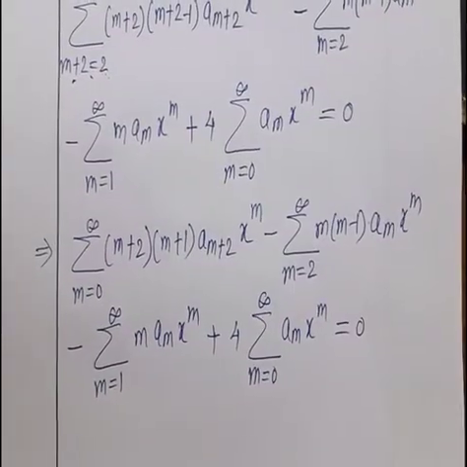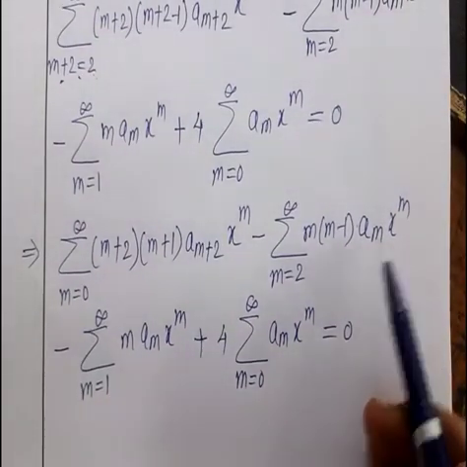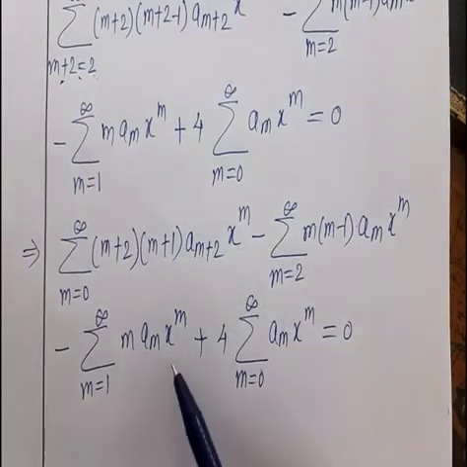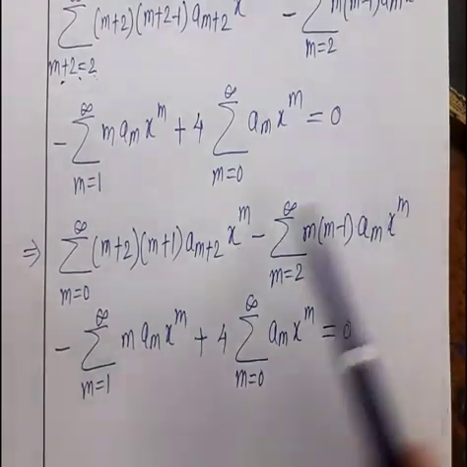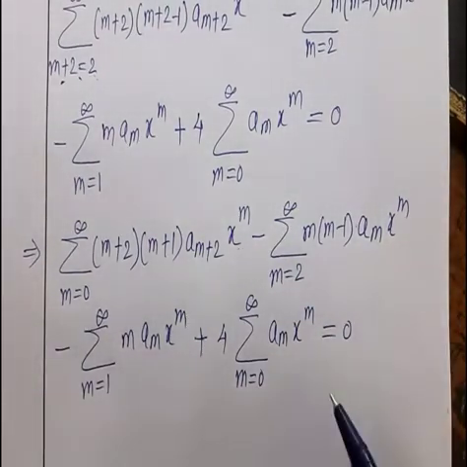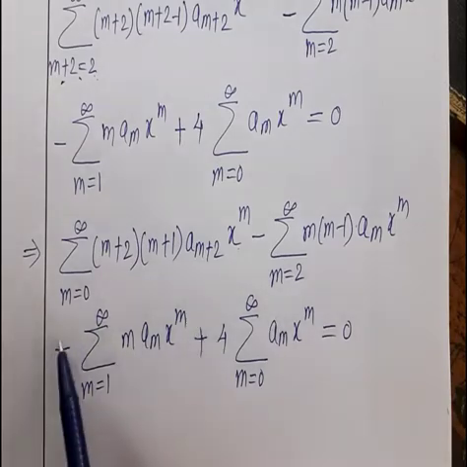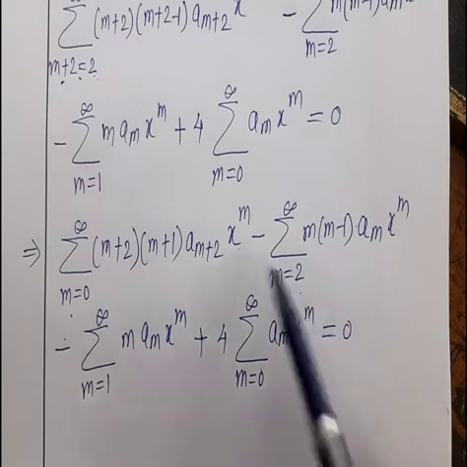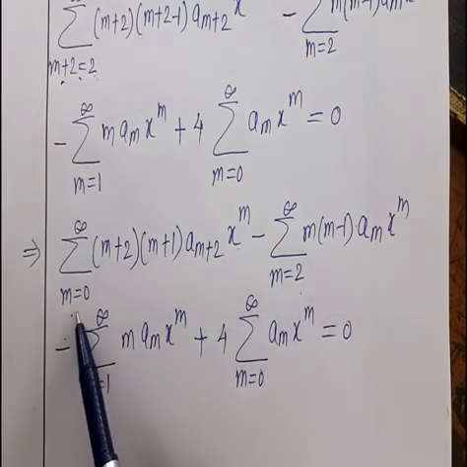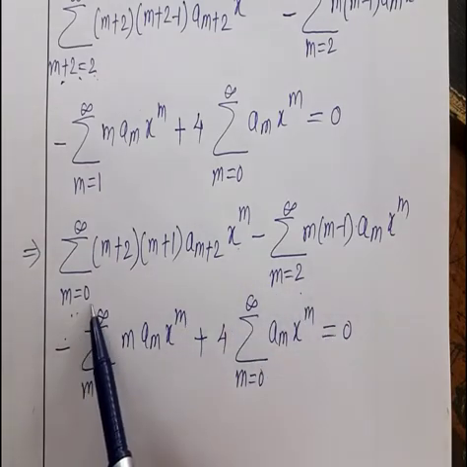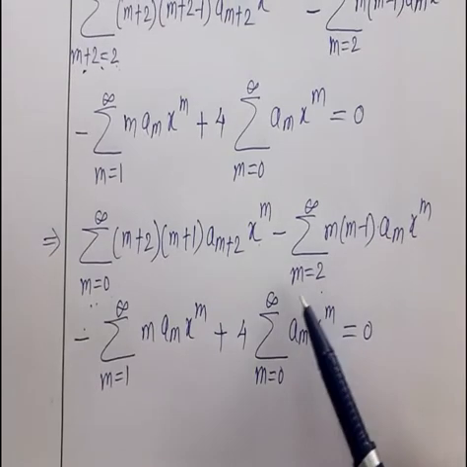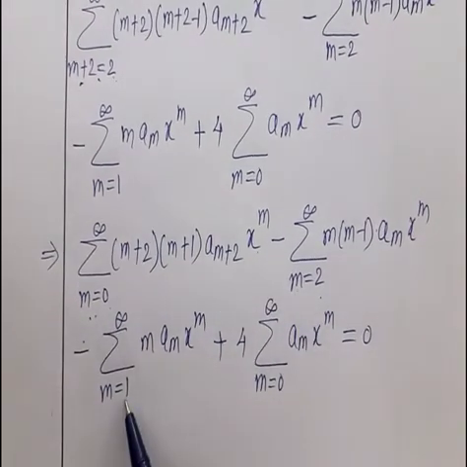Now what we want is to convert all the powers of x to x to the power m only. So we convert all to the same powers. Now we focus on the summations. The summation values must be the same, then only we can combine all the terms. So here the first summation starts from m equals 0, the second from m equals 2, the third from m equals 1, and the fourth from m equals 0.